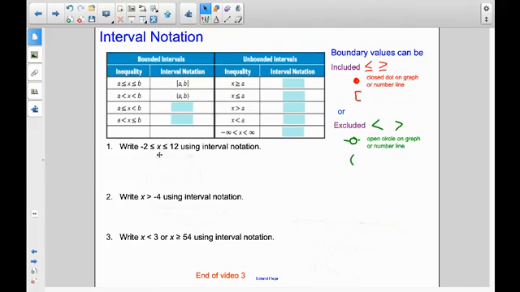So have a go at writing these 3 on your own if you want to. Oh, no. Before you do that, let's fill in this table. Pause the video, fill in the table, come back.